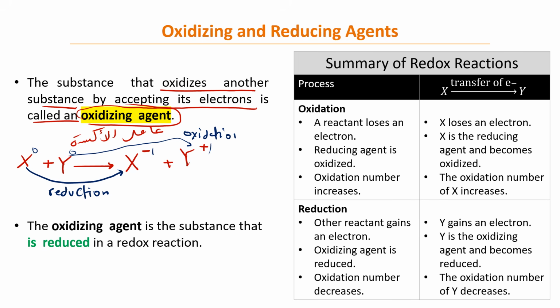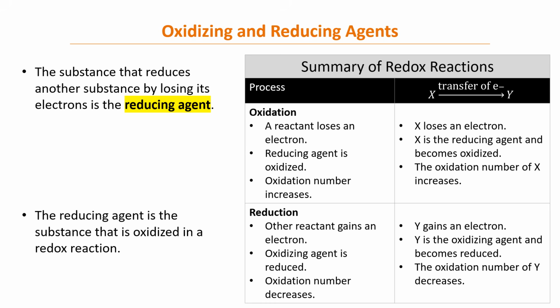So we call X here the oxidizing agent. And the oxidizing agent is the substance that is reduced. يعني المادة اللي يحصلها reduction أو is reduced, we call it oxidizing agent. يعني عكس. Oxidizing agent means it is reduced. Okay? And this is a summary of everything, which we will see in the next slide, okay?